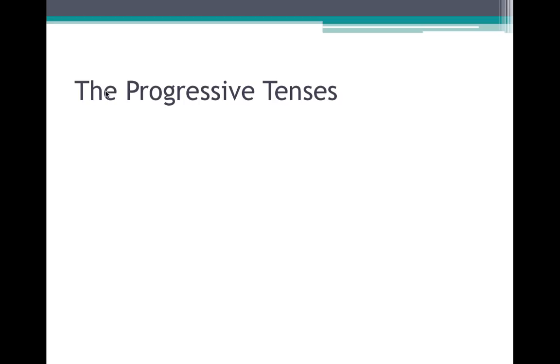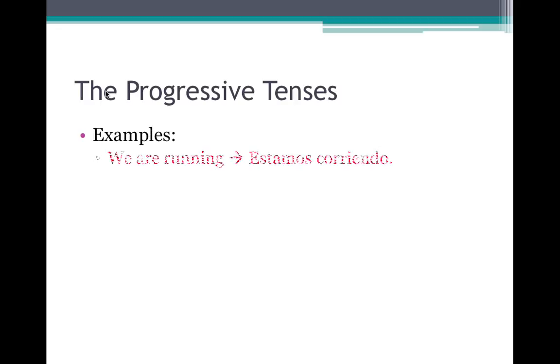All right, so let's talk about some examples with the progressive tenses. We could be talking, and you ask me, hey, what are we doing in track today? I'm saying, oh, we are running. That's normally my answer. We are running. But if I'm emphasizing it, we are running right now. Okay, we're going to say estamos corriendo.